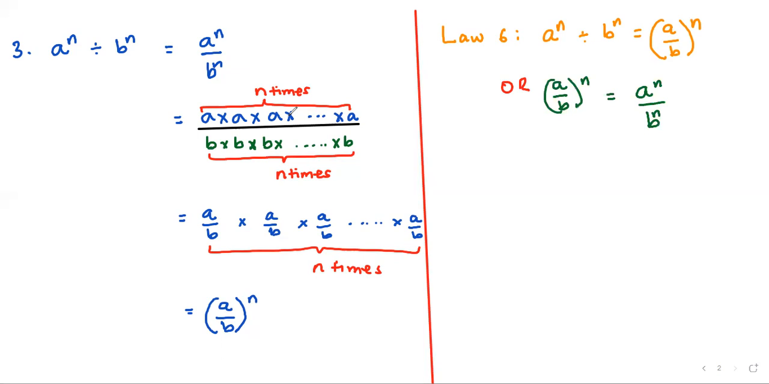Okay. Now, from law number 6, we can get law number 7. So law number 7 is that if I have A to the power of m divided by B to the power of n, all into the power of k, you can remember property number 3 of exponents. So this one will be A to the power of m times k, out of B to the power of, who can tell me? n times k. Perfect. So this is law number 6 and law number 7 of exponents.